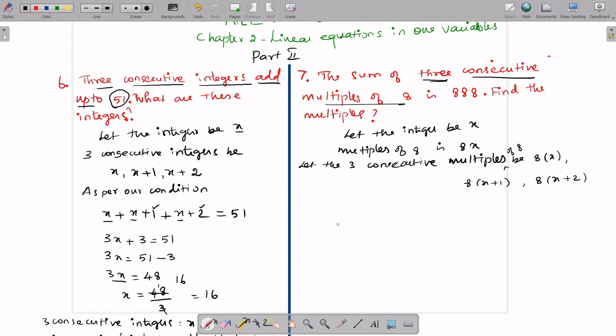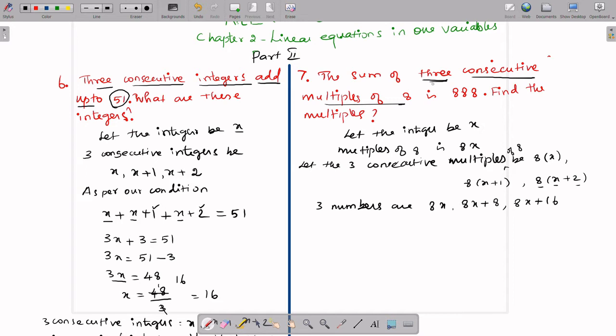So the three numbers are 8x. You have to take this 8 inside. 8 into x is 8x, plus 1 into 8 is 8. And you have to take 8 inside these two terms: 8 into x is 8x, plus 8 into 2 is 16. So 8x, 8x plus 8, 8x plus 16 are the three consecutive multiples of 8.